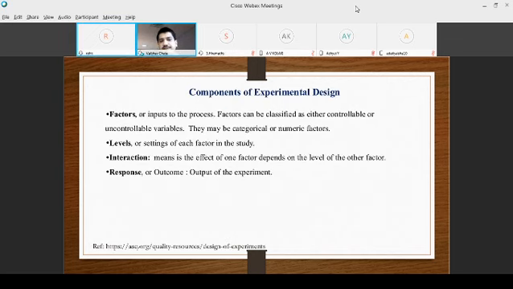Anyway, we'll be going for hand calculation as well as software calculations for arriving at this particular conclusion. So, components of experimental design. There are going to be four important components.